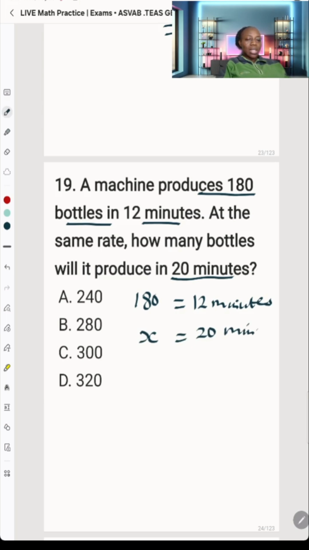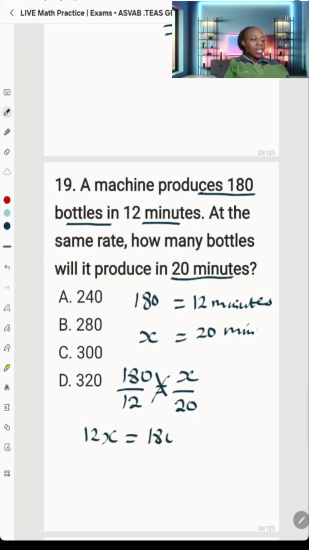In 20 minutes. Then what are we going to do? Let's make it in proportion now. Put 180 over 12. Then X for the second side, and the time, 20. Here, we just cross multiply. 12 times X, that's 12X, equal to 180 multiplied by 20. I will not let it become bigger.